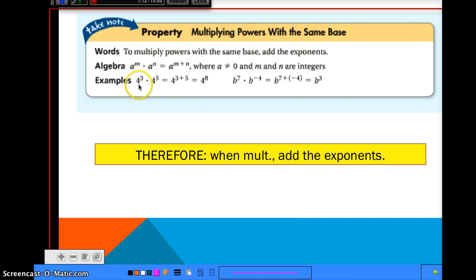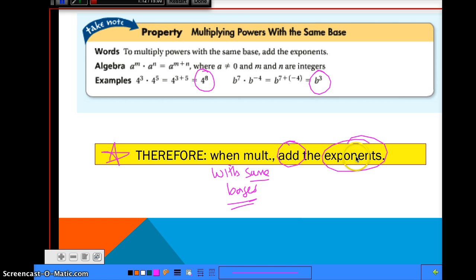If you notice in the first example, the bases are both 4, so 3 plus 5, adding your exponents gives you 4 to the 8. You wouldn't leave it like this, but this comes out to a large number, so they left it alone at that point. 7 plus negative 4 is positive 3, so b to the third. The rule is anytime you multiply with same bases, you add the exponents. If the bases are different, this rule does not work.